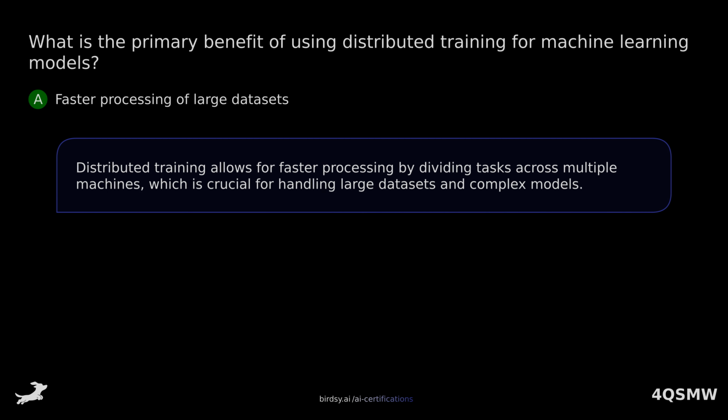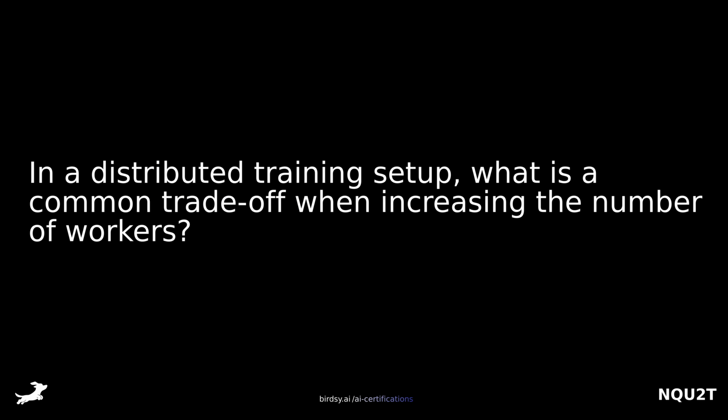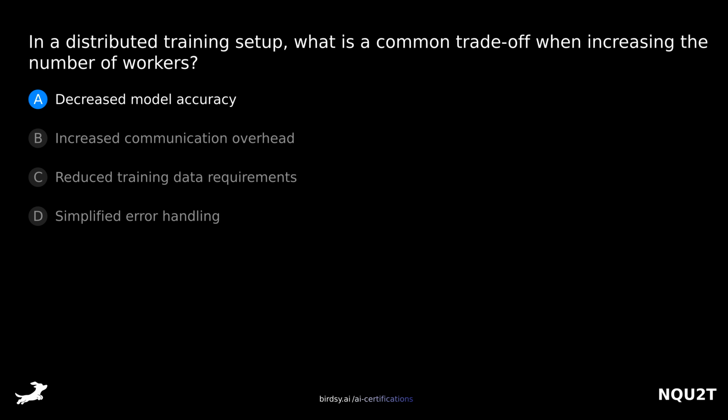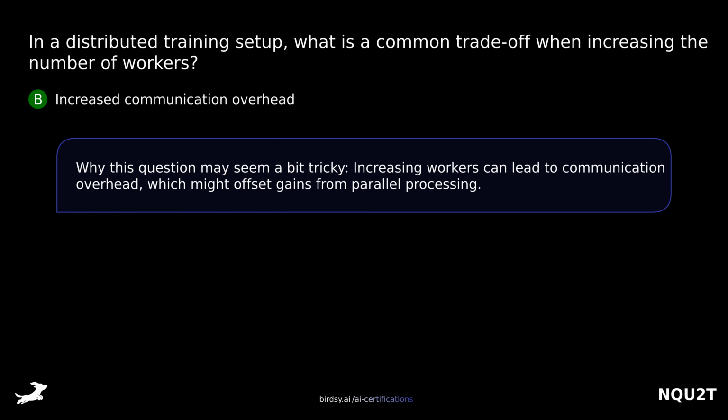complex models. In a distributed training setup, what is a common trade-off when increasing the number of workers? Is it A, decreased model accuracy, B, increased communication overhead, C, reduced training data requirements, or D, simplified error handling? The answer is B, increased communication overhead. Why this question may seem a bit tricky. Increasing workers can lead to communication overhead, which might offset gains from parallel processing.